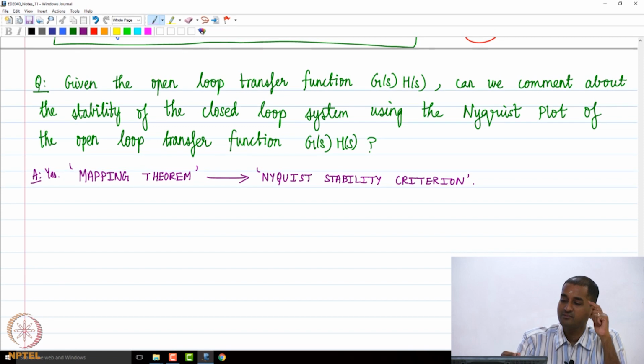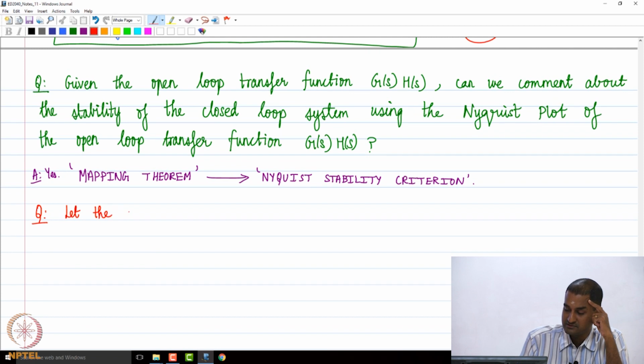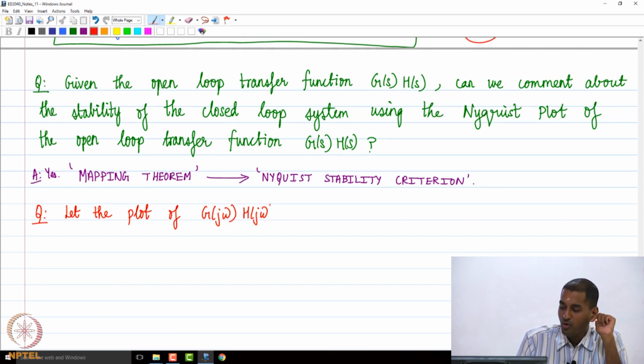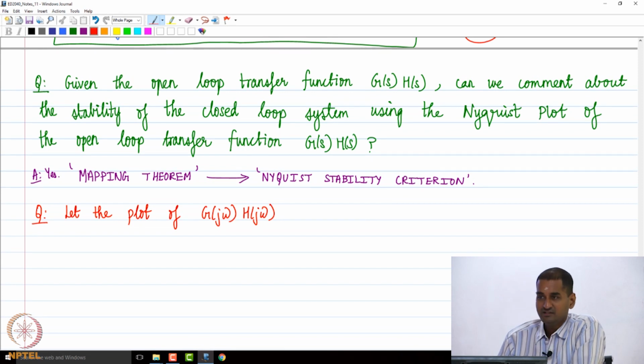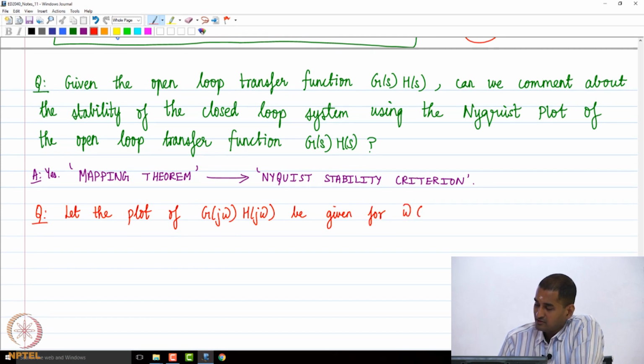But I am going to leave you with another question. Please think through it. Let the plot of G of j omega H of j omega, that is the open loop sinusoidal transfer function, be given. You substitute s equals j omega in G of s H of s to get the open loop sinusoidal transfer function, and let this be given for omega belonging to 0 to infinity.